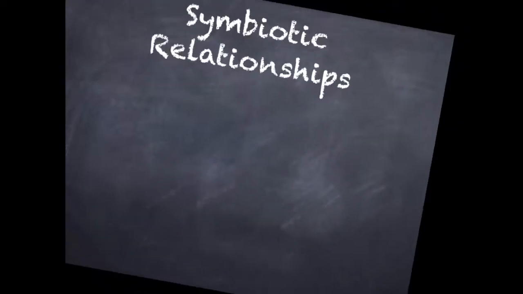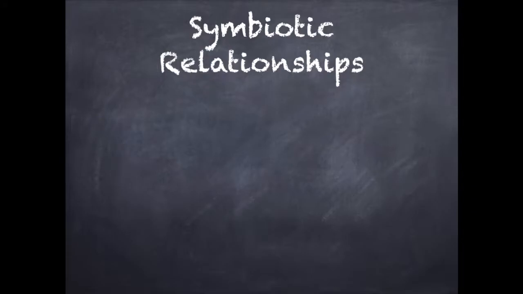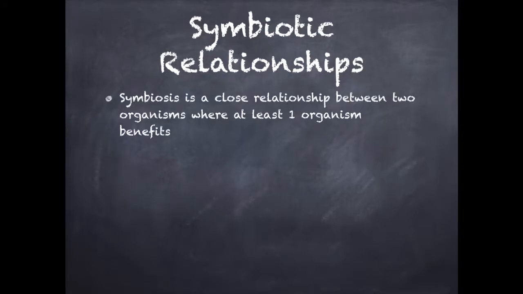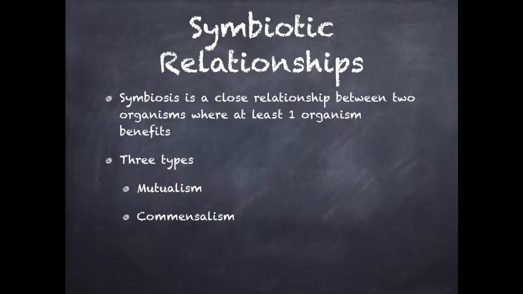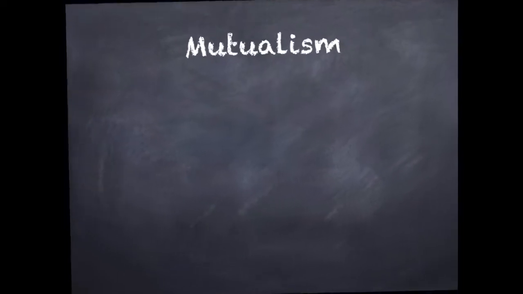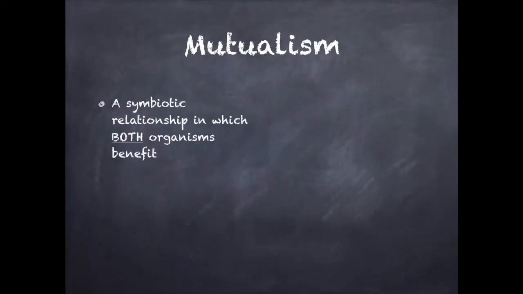Let's move on to the next type of relationship, symbiotic relationships. Now, symbiotic relationships, we need to know what symbiotic is. And symbiotic comes from symbiosis, which means a close relationship between 2 organisms where at least one organism benefits. There are 3 types of symbiotic relationships. There is mutualism, commensalism, and parasitism. The first relationship we're going to look at is mutualism.